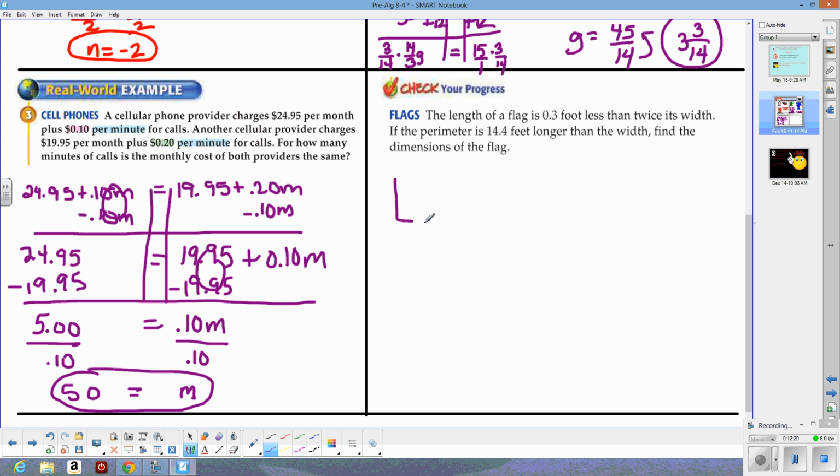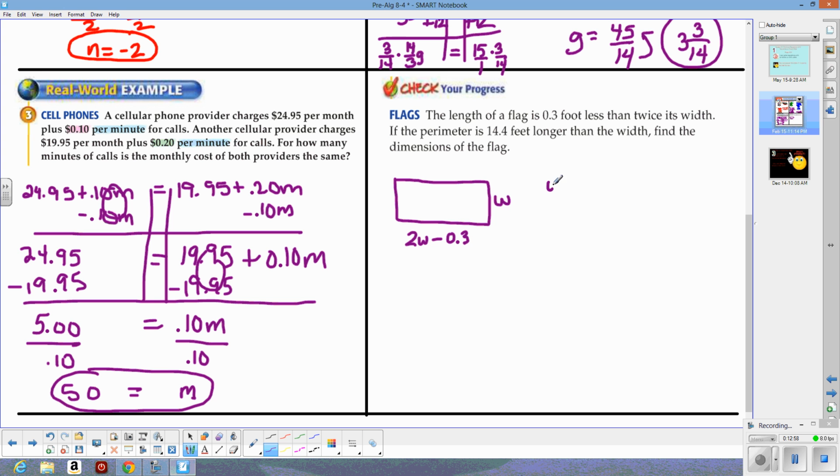It says the length of a flag is 3/10 of a foot less than twice its width. So if the width is W, the length of the flag is 0.3 foot less than twice its width. So this would be 2W minus 0.3. Now it says if the perimeter is 14 4/10 feet longer than the width, find the dimensions of the flag. Well, first let's figure out the perimeter.